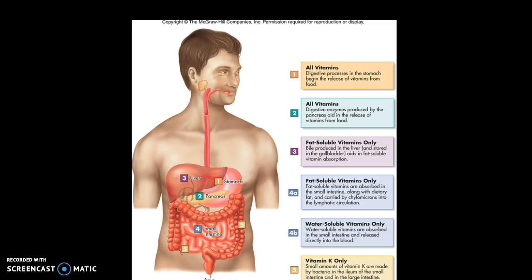Another vitamin that's not mentioned here that we can make our own of is vitamin D, which I'll talk about a little bit more in the fat-soluble vitamin chapter. But vitamin D, of course, when the sun hits our skin, we can convert the cholesterol in our skin to vitamin D through a series of steps in the liver and in the kidneys.